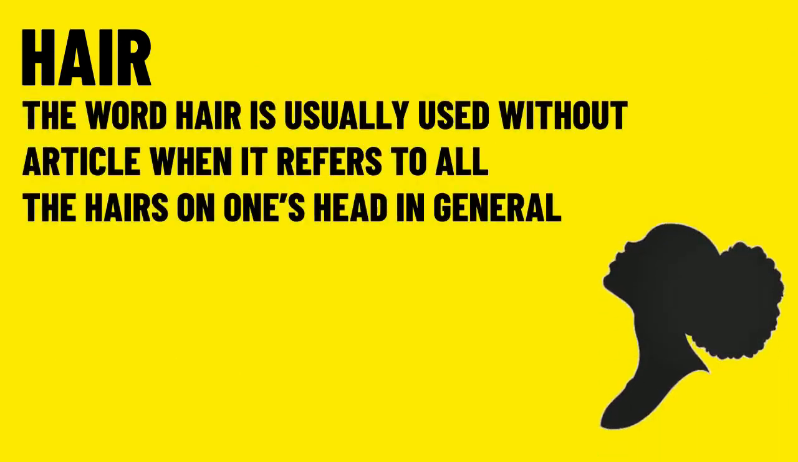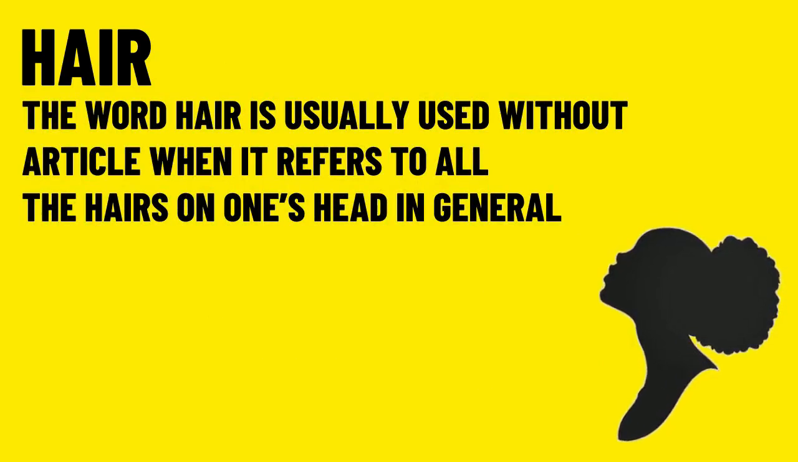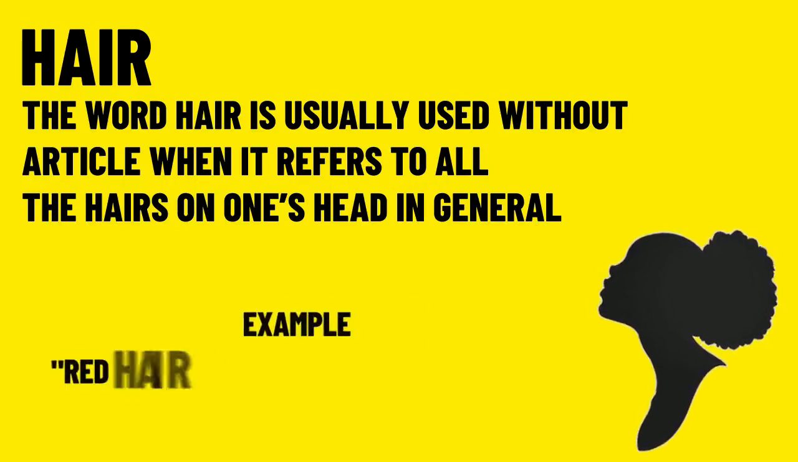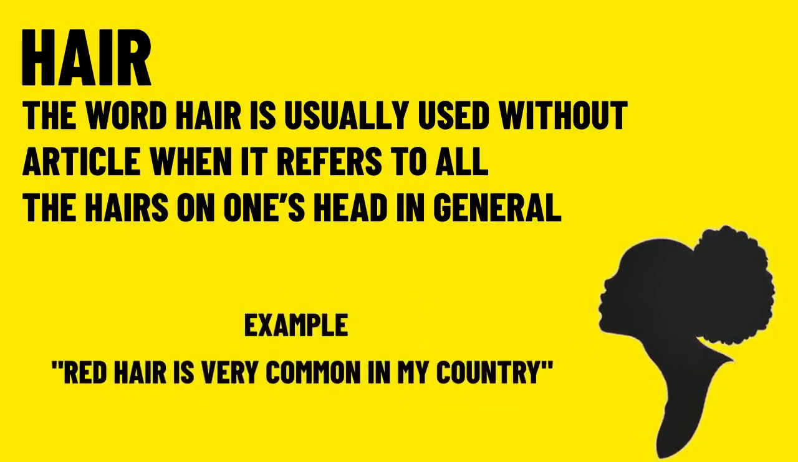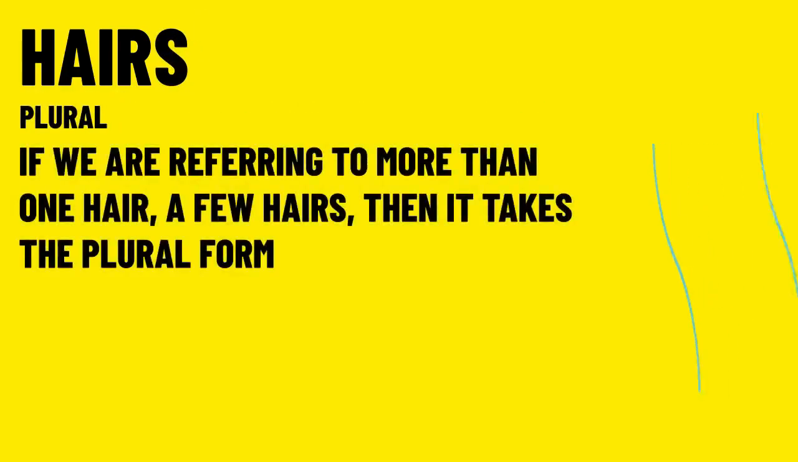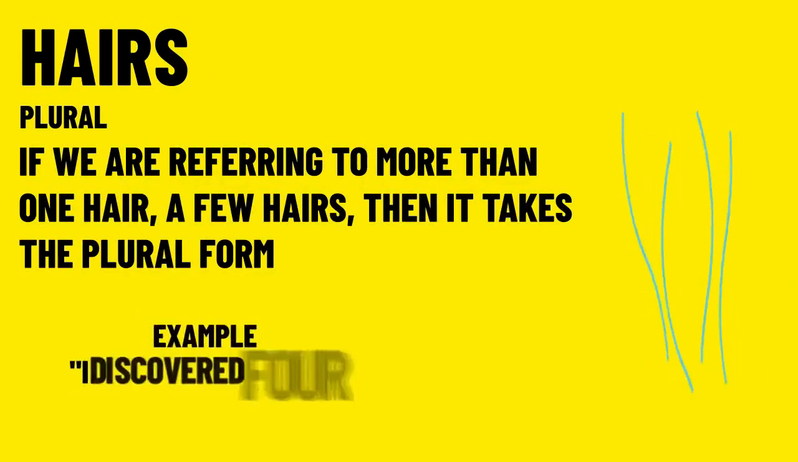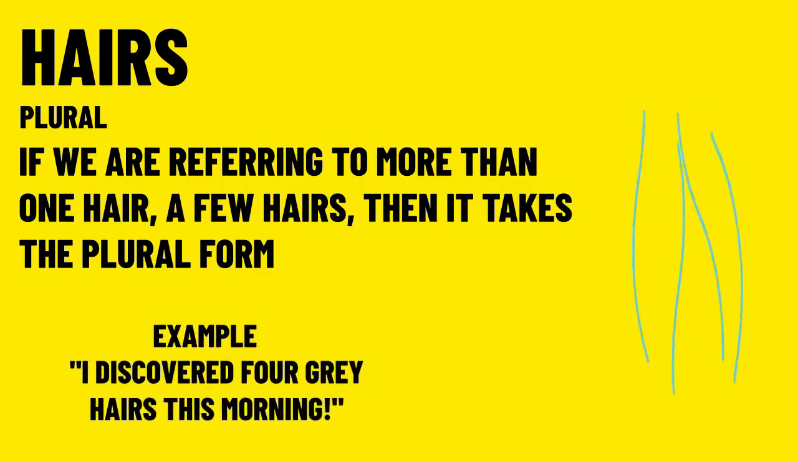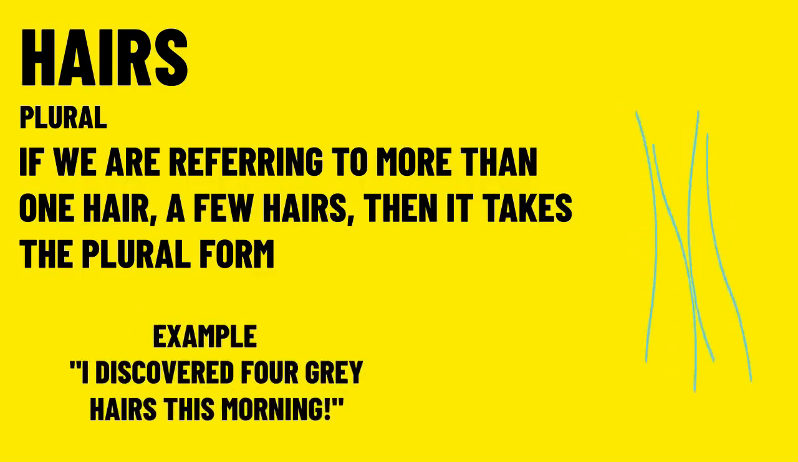However, the word hair is usually used without the article, when it refers to all the hairs on one's head in general. You could say, red hair is very common in my country. Or you could say, my hair is brown. And we use the plural hairs if we are referring to more than one hair, like a few hairs, then it takes the plural form. You could say, I discovered 4 grey hairs this morning.